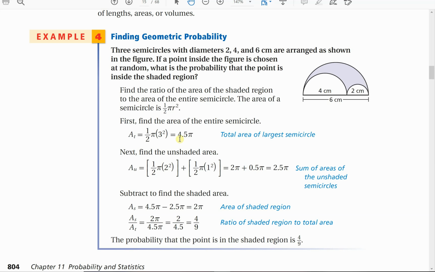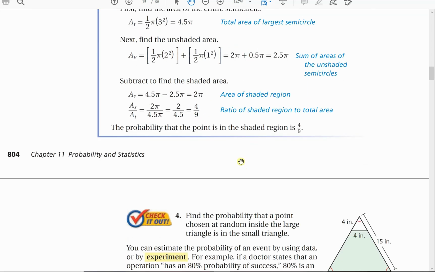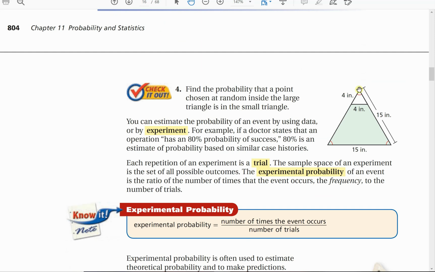So the area of the semicircle, the whole thing, is 4.5 pi. The area of the smaller semicircles, the 4 centimeter and the 2 centimeter ones, add them up, it's 2.5 pi. So the area that we want is going to be subtracting those. 4.5 minus 2.5 pi is 2 pi. So then the area we want is 2 pi, that's the shaded region, divided by the total area, 4.5 pi. Pi's cancel out, luckily. You get 2 divided by 4.5, which is 4 out of 9. What would be the probability that we pick in there? I don't know. We'll figure it out later.